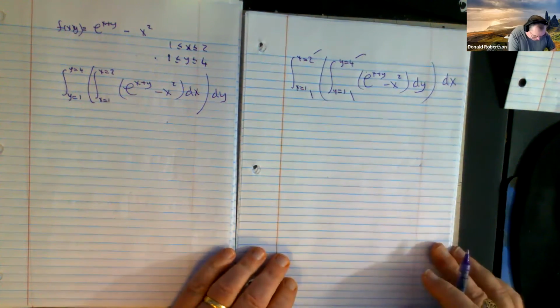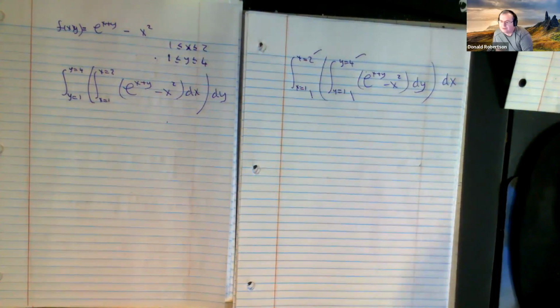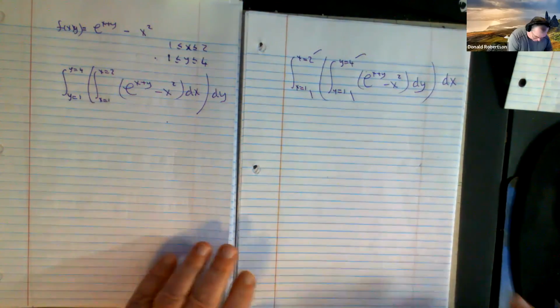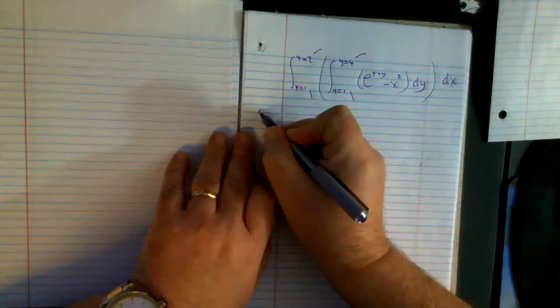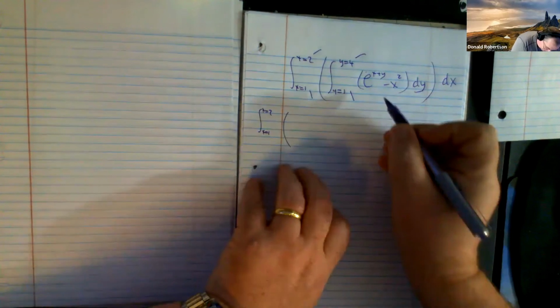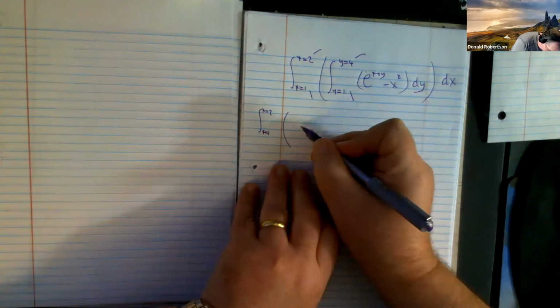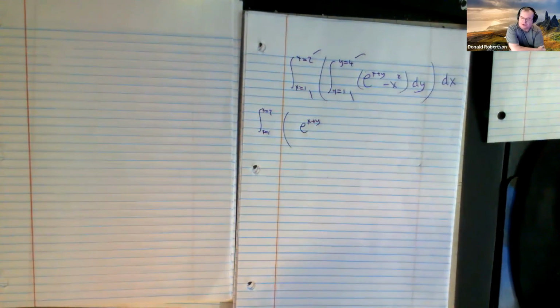Anyone got a particular preference? Do you want to do the x's and the y's or the y's and the x's? Let's do the y's first. Okay, then we can see the switching in action. So I'm going to do the integral from x equals 1 to x equals 2. With respect to y, e to the x plus y is just e to the x plus y. Would you agree?